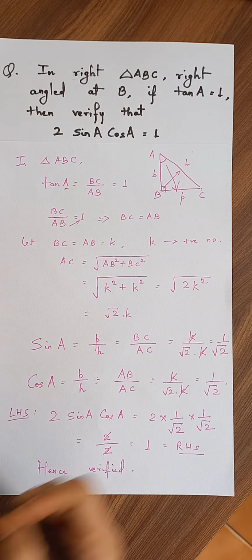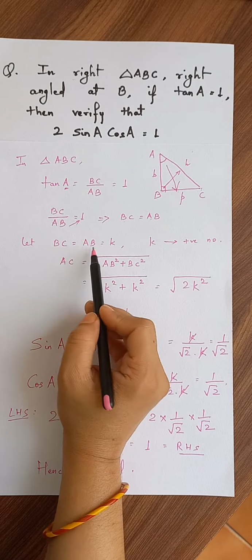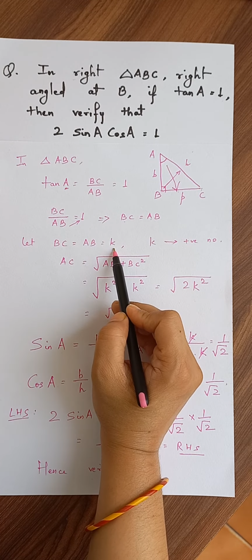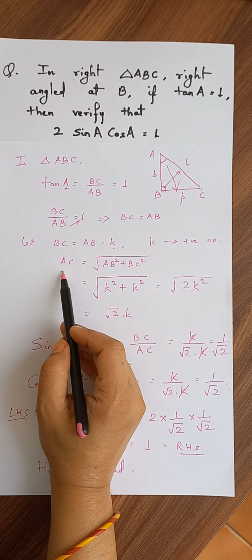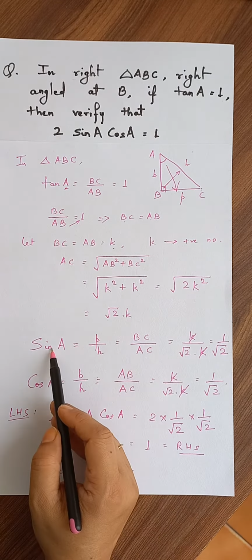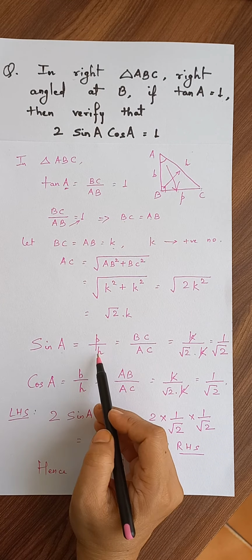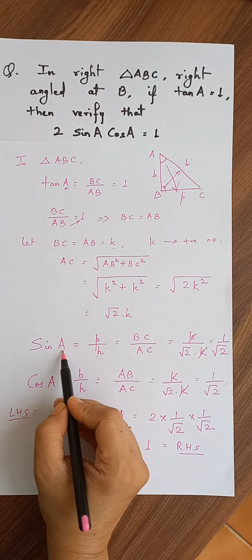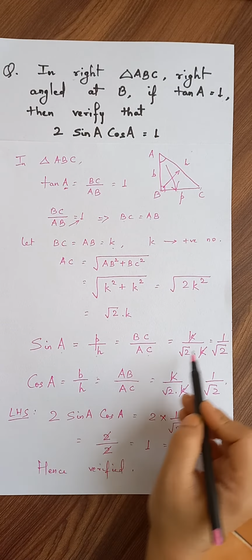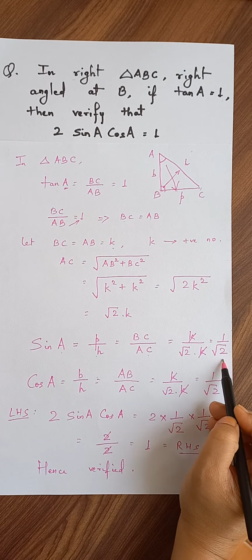Okay, so we can see here that two sides are equal. We have assigned some unknown positive value k to these two sides, and then with the help of the Pythagoras theorem we find out the third side. Now we know that sine A will be perpendicular upon hypotenuse. Since the angle is A, the perpendicular will be BC. So BC upon AC, and then put the values to get the sine A value.